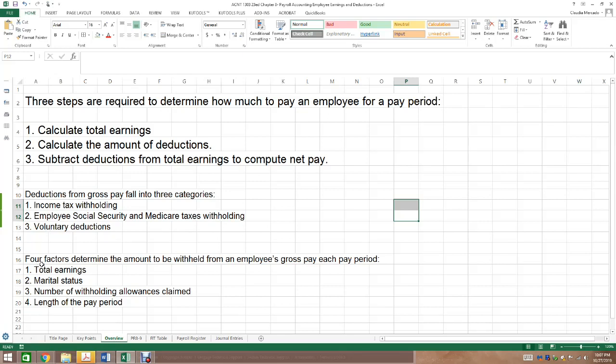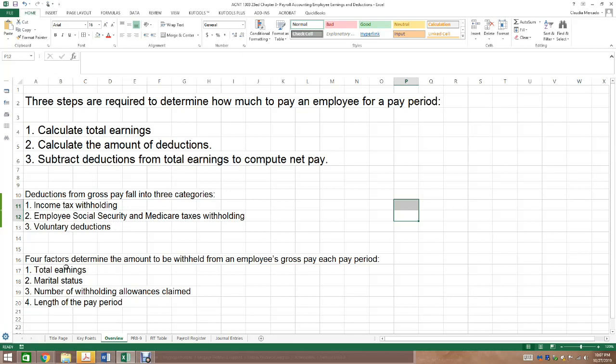So there are 4 factors that determine the amount to be withheld from an employee's gross pay each pay period. The factors are your total earnings, your marital status, married or single, and the number of withholding allowances you're claiming.